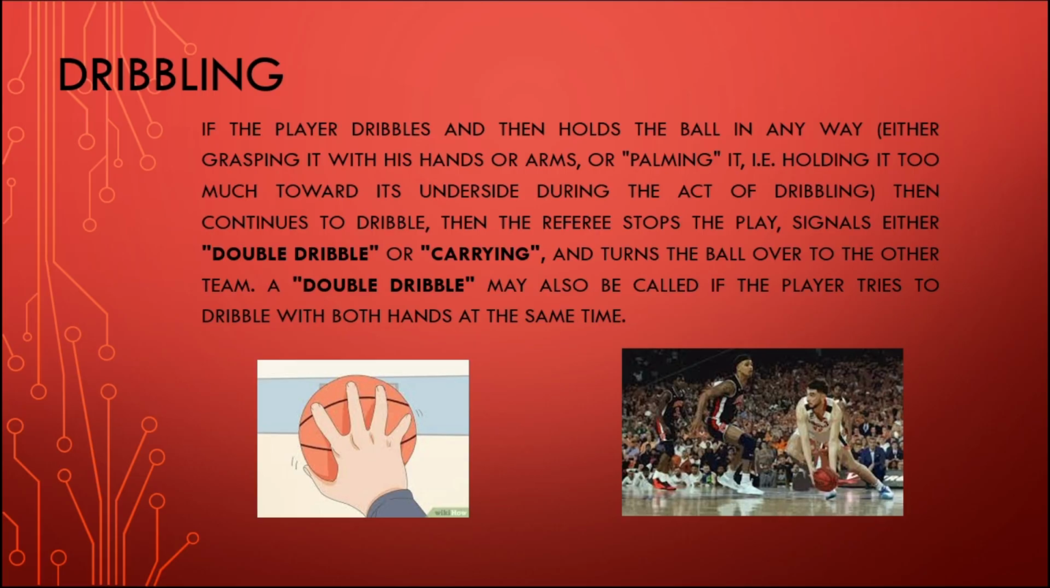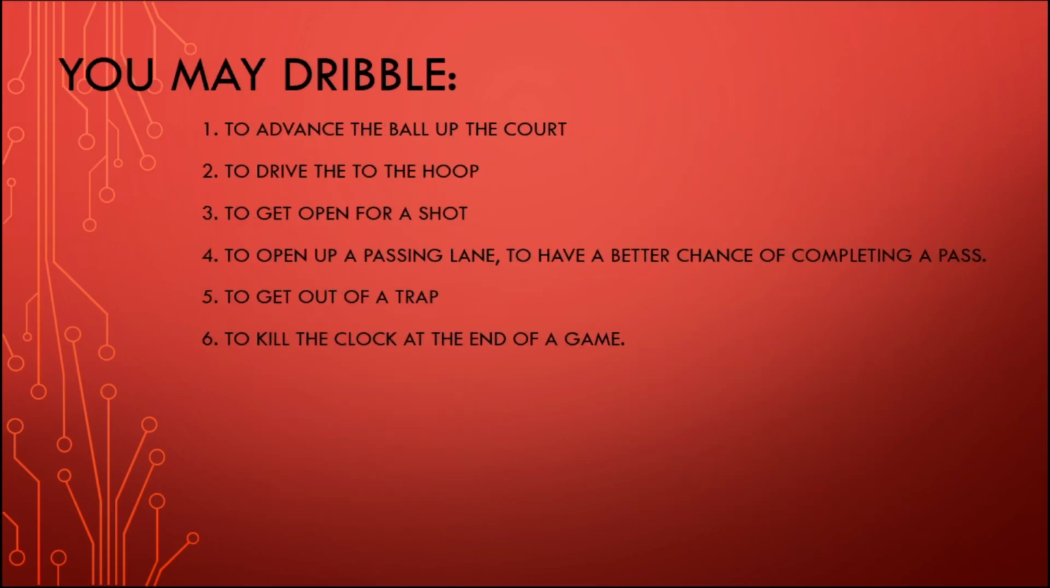So if the player dribbles and then holds the ball in any way, either grasping it with his hand or arms or palming it, i.e., holding it too much towards its underside during the act of dribbling, then continues to dribble, then the referee stops the play, signals either a double dribble or carrying, and turns the ball over to the other team. A double dribble may also be called if the player tries to dribble with both hands at the same time. So these are the violations when it comes to dribbling.